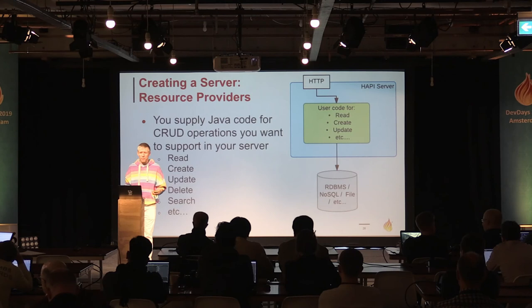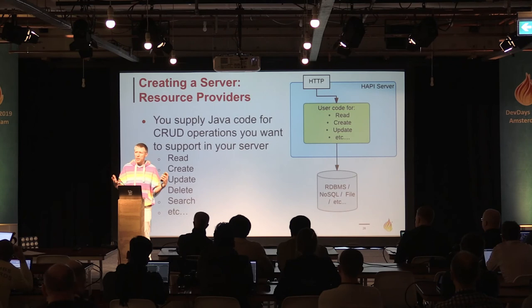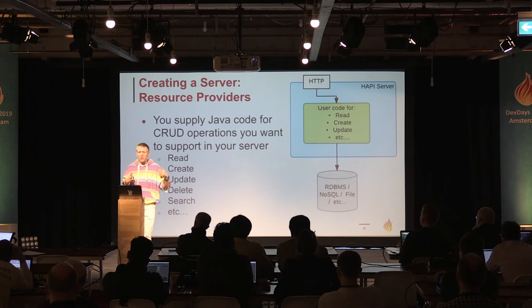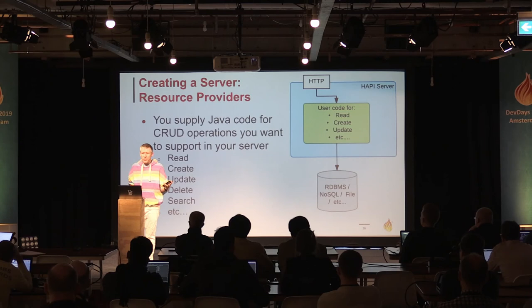How the thing works is you write these things called resource providers. Resource providers are little POJO classes that implement whatever bits of the FHIR spec you want to implement. So you're going to write code for your read operation, your create operation, your update operation, and whatever operations you want. You're going to use special annotations on those, and I'll show you an example in a moment.